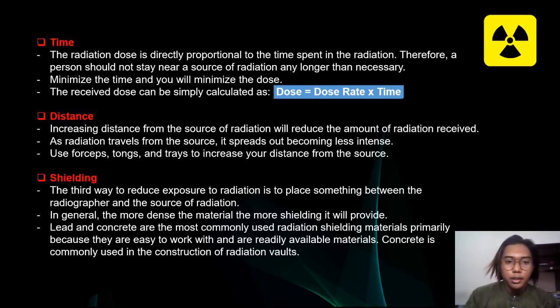Shielding. The third way to reduce exposure to radiation is to place something between the radiographer and the source of radiation. In general, the more dense the material, the more shielding it will provide. Lead and concrete are the most commonly used radiation shielding materials primarily because they are easy to work with and are readily available materials.